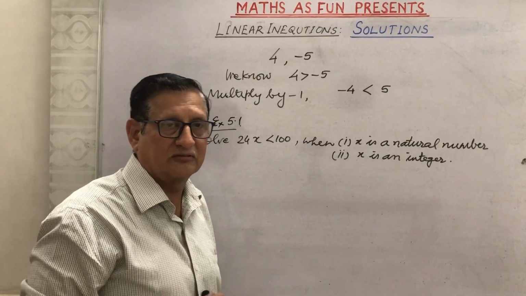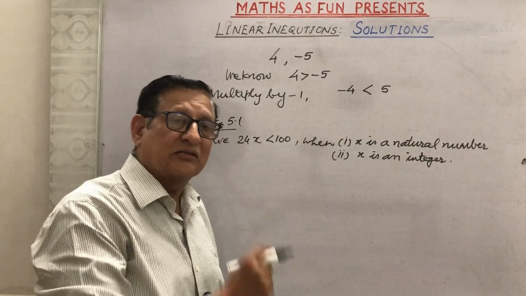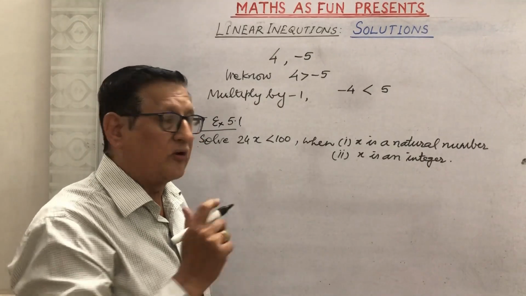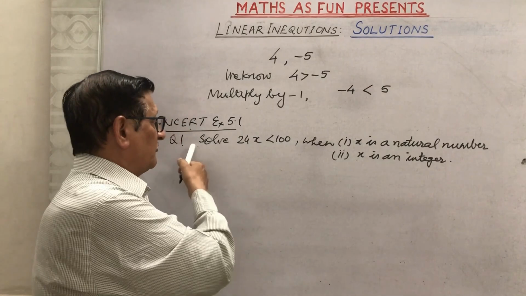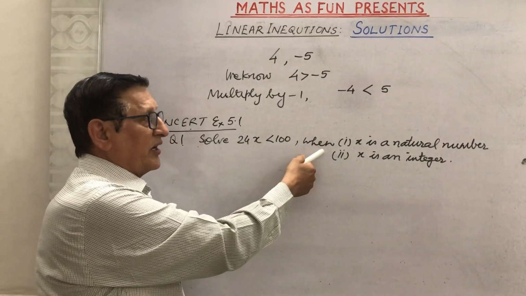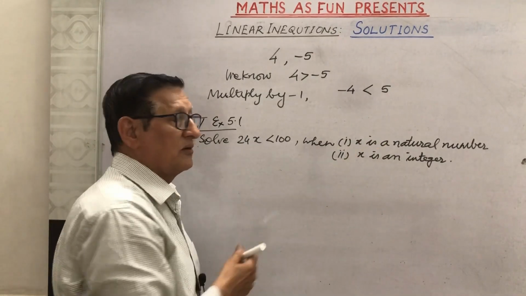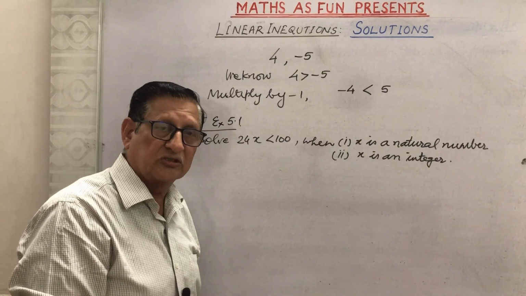That you have to keep in mind. Let's take some examples now to understand this more clearly from NCERT exercise 5.1. Question number 1 here is: solve 24x < 100 when (1) x is a natural number and (2) x is an integer. Let's see the solution now.